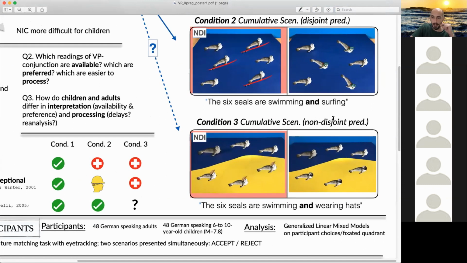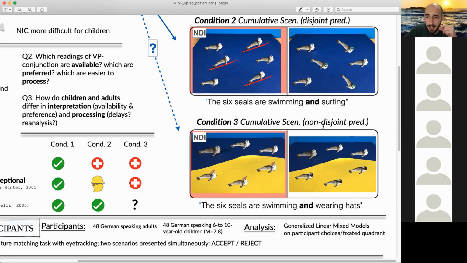With non-disjoint predicate. So this is cool because this is testing the idea, a claim made by some people, that you only adopt a weaker reading if you are forced by the property of the predicate. This is also some sort of the prototypicality hypothesis, right? So if your predicate is prototypically cumulative, then it might lead you to adopt a weaker interpretation, okay?